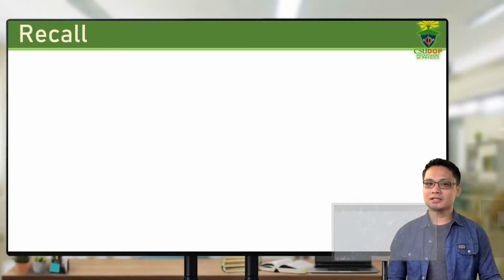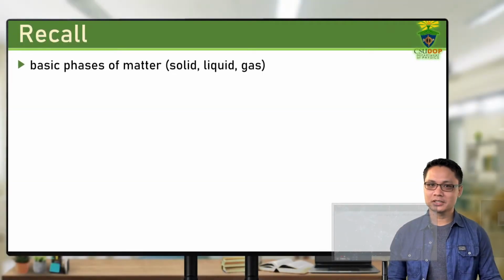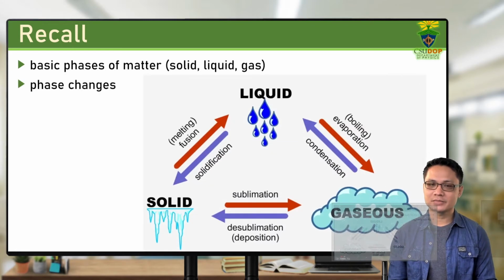In our basic education, we learn about the basic phases of matter. We know of solid, liquid, and gas. And these phases of matter can have physical changes, or phase transitions, or phase changes. A liquid material could change into solid or into gas.